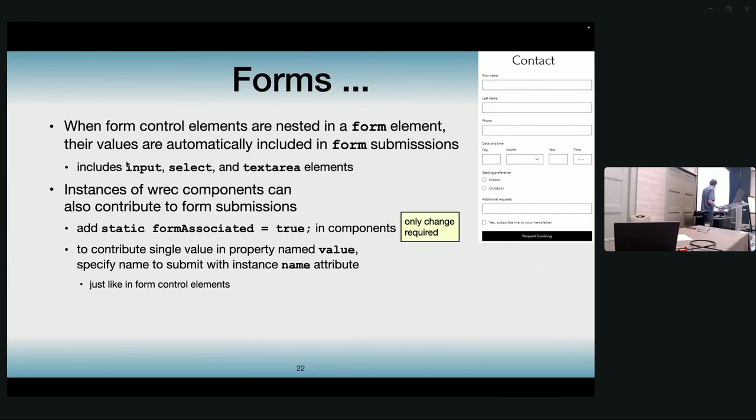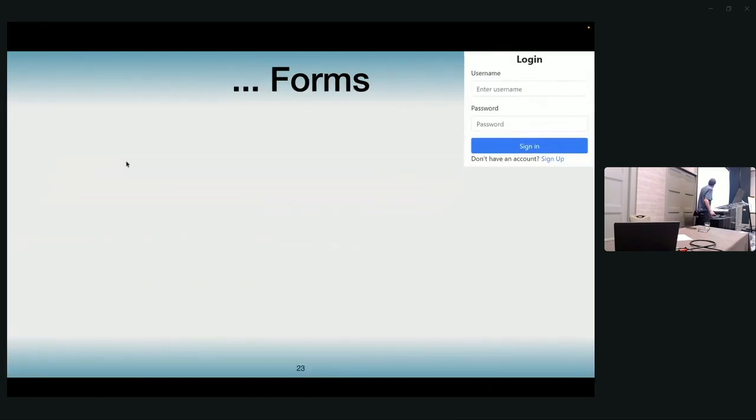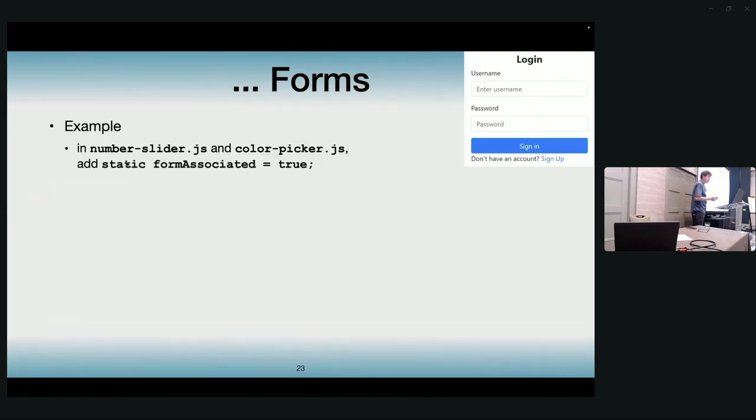But you might have a case where you want to submit more than one value in a form. Like in my color picker, if I want to submit the red, green, and blue values, then that's more than one value. And so the way I do that is by adding an attribute called form-assoc. And so we'll look at an example of that. So in my number slider and in my color picker, I add that static form associated equals true.